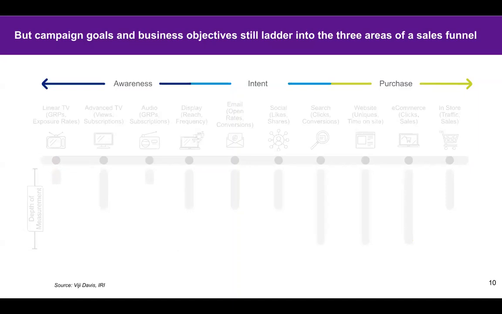Yet the business goals and objectives still ladder into three key fundamental areas of a sales funnel: awareness, intent, and purchase. So again, first getting your target audiences or potential buyers to become aware of your product or service, convert them into wanting to buy your product or service compared to the competition, and then actually going through and making the purchase.